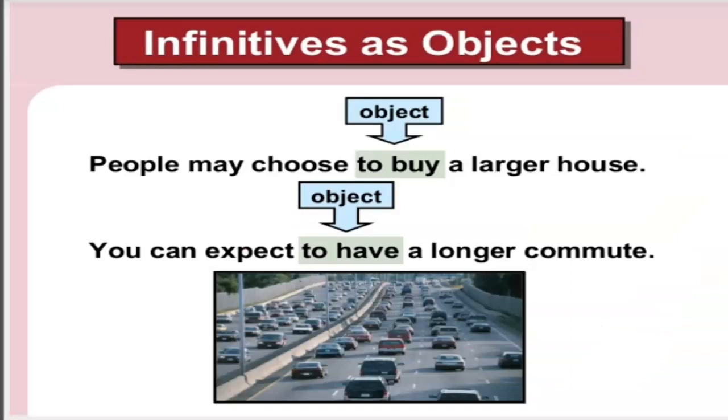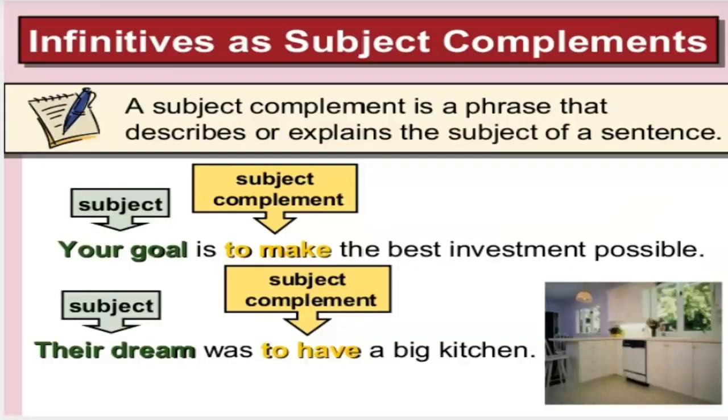Let us now see how are infinitives used as objects. People may choose to buy a larger house. You can expect to have a longer commute. In both these sentences, to buy, to have are the objects of the verbs and these are the infinitives being used as object in a sentence. Now, what are subject complements? A subject complement is a phrase that describes or explains the subject of a sentence.